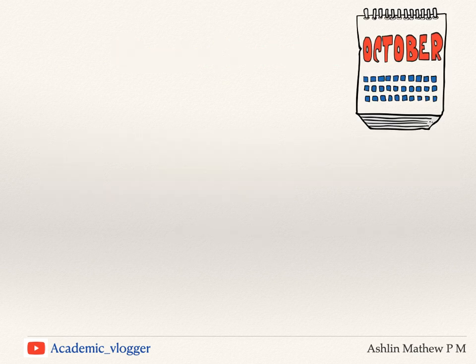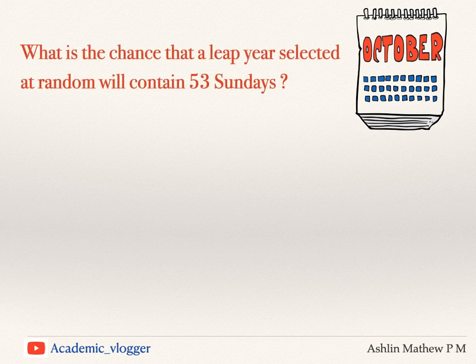The first question is related to days and years. What is the chance that a leap year selected at random will contain 53 Sundays? We know in a normal year there are 365 days, and in a leap year one more day is added, which results in 366 days. We are required to find whether there will be 53 Sundays, and if so, what is the chance of that in a leap year?